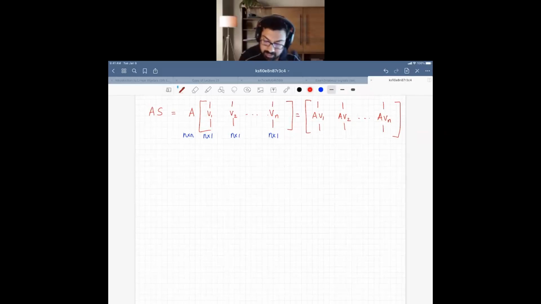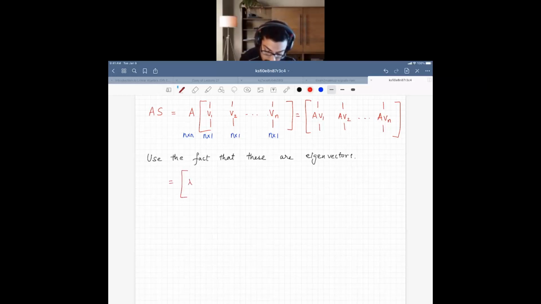Now, because we know that V1, V2, V3, and so on up to Vn are eigenvectors of A, we can write AV1 as lambda 1 V1, right? If you use the fact that these are eigenvectors, instead of AV1, I can write lambda 1 V1 and so on. So lambda 1 V1, lambda 2 V2, lambda n Vn, where lambda 1 and all the lambdas are eigenvalues that correspond to the eigenvectors V1 through Vn. Again, these are all column vectors.